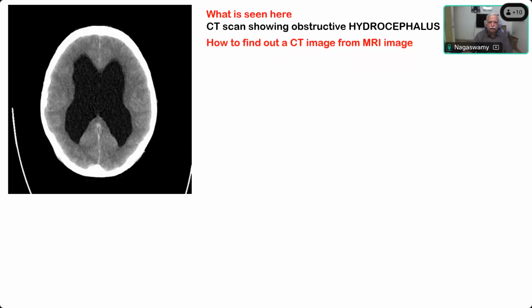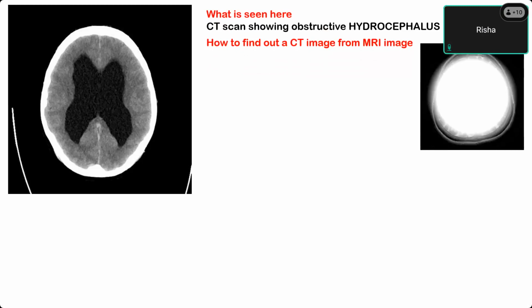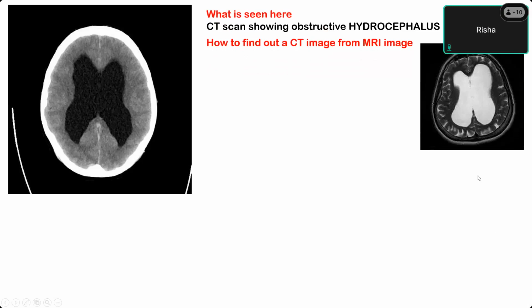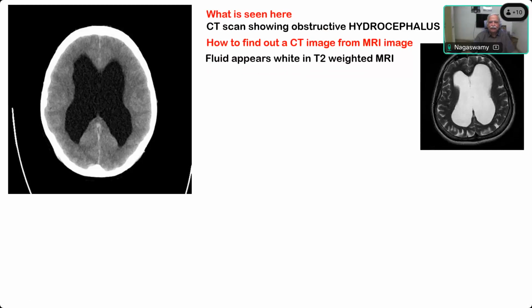How to differentiate? So the bone window. In CT we can clearly delineate the bone window. MRI shows soft tissue enhancement. I am showing an MRI picture here. What is the main difference between the two? The fluid color difference. Fluid appears white in T2 weighted MRI, whereas it appears black in CT scan. Okay, that is the main.